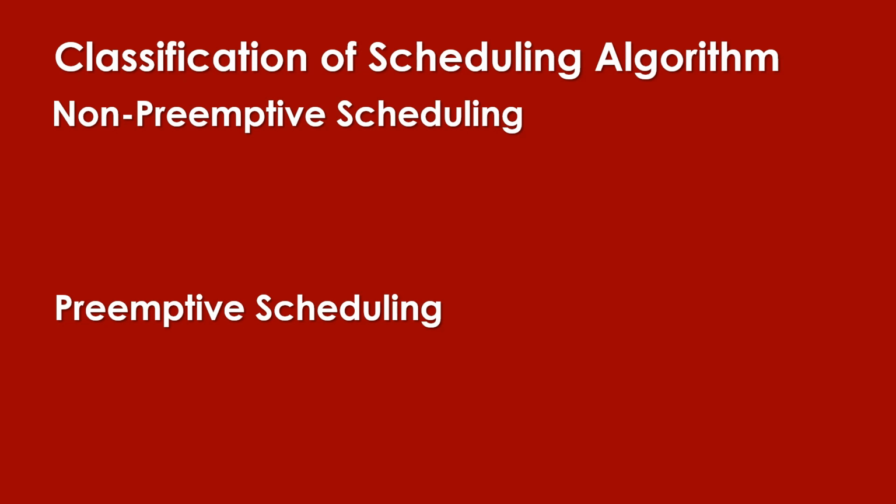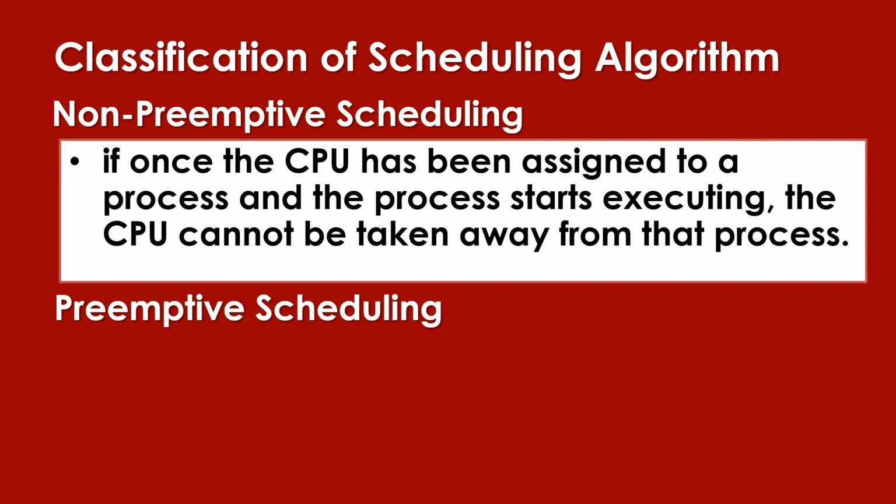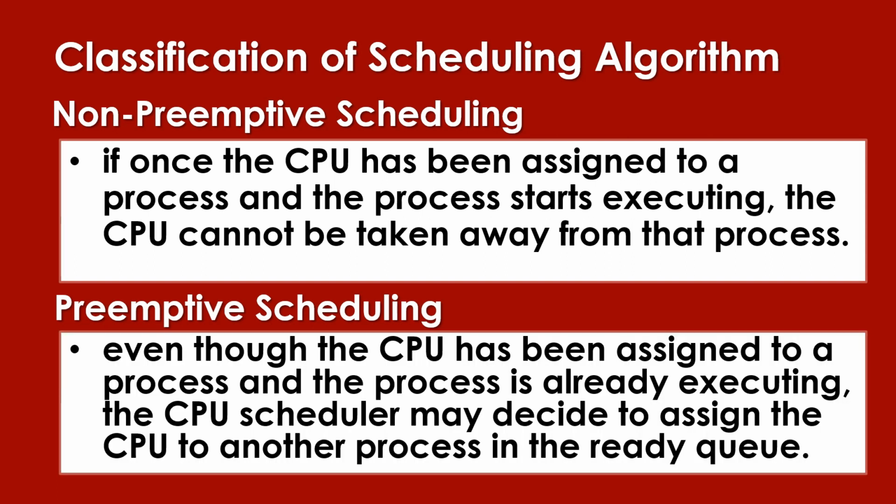Ano nga ba yung non-preemptive? Once the CPU has been assigned to a process and the process starts executing, the CPU cannot be taken away from the process. While in preemptive scheduling, even though the CPU has been assigned to a process and the process is already executing, the CPU scheduler may decide to assign the CPU to another process in the ready queue.